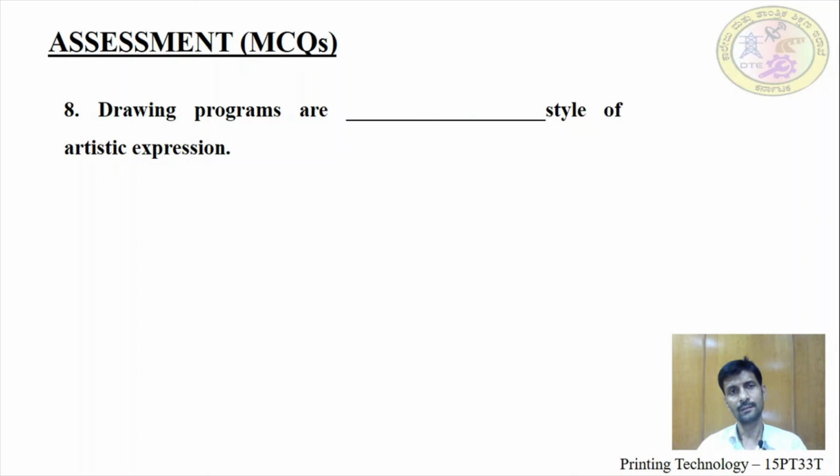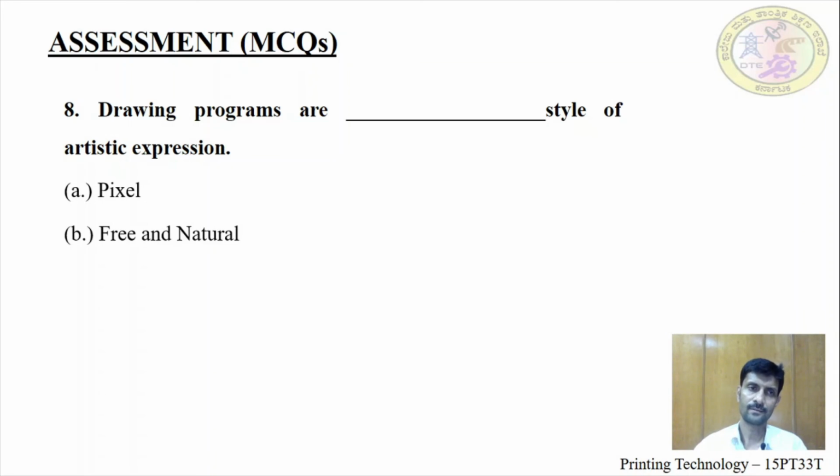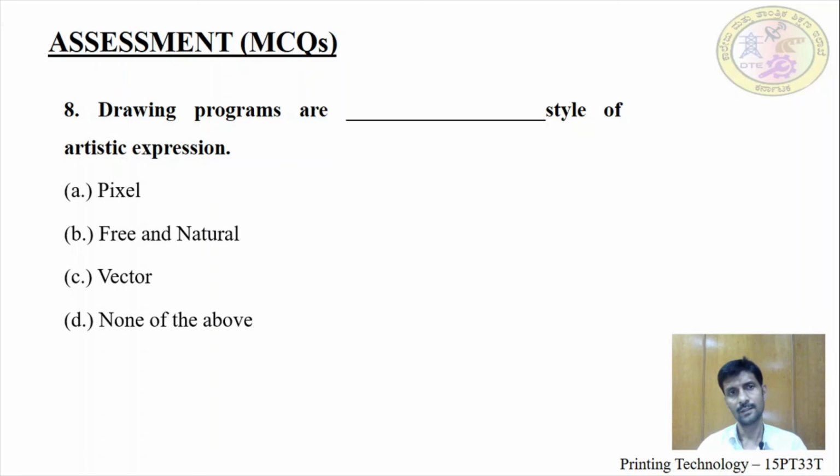Next, drawing programs are dash style of artistic expression. Options are pixels, free and natural, vector, and none of the above. The clue for this question: usually you can do it by drawing by hand. This is the clue for this question.